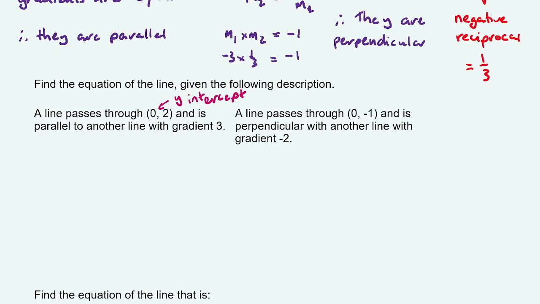Because 0 for x means that we're going to be on the y-axis and it's at 2. We already have the gradient of 3. So our y equals mx plus b becomes 3x plus 2.